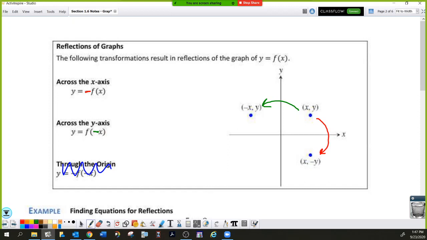And I would like to remind you that anytime you change something on the inside, this is a substitution. You are replacing x. That looks like alpha. Replacing x with negative x in parentheses.